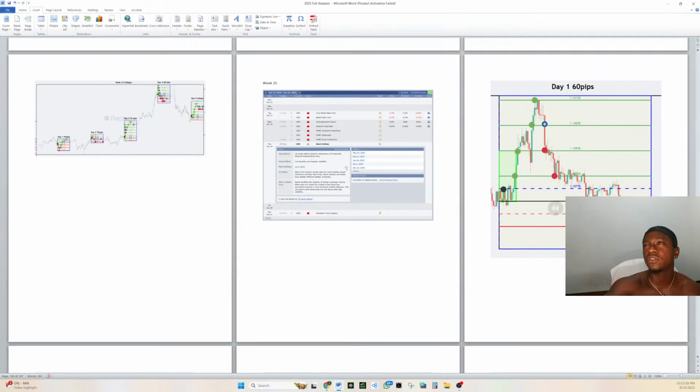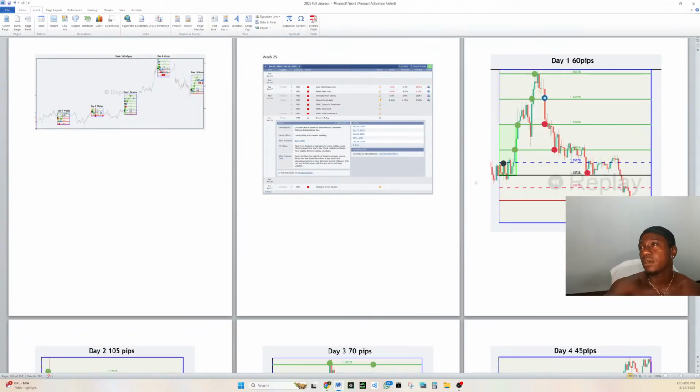Week 25, which is going to be Juneteenth. Buy stop, 1-to-1, winning some profit. I need to redo. Do I need? No, that's not a strike.